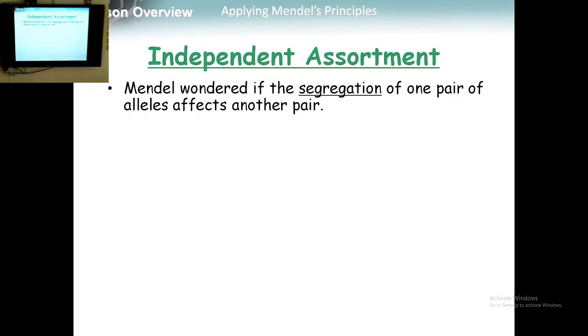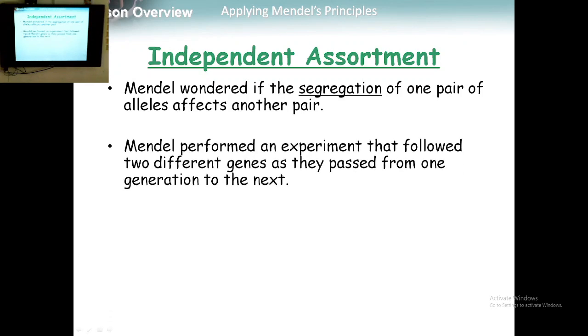The other principle that Mendel applied is independent assortment. Mendel wondered if the segregation of one pair of alleles affects another pair. In the last experiments, Mendel was doing one factor cross. If there are multiple factor crosses, is there any effect from one genotype or one allele onto another allele? Let's check.